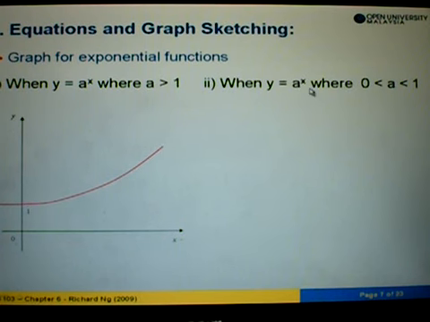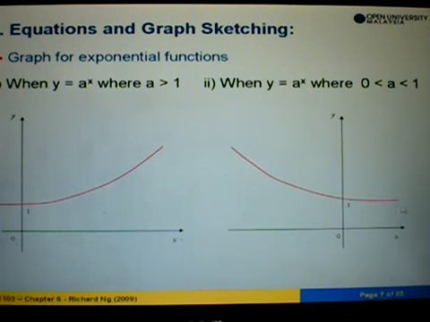For y equals a to the power x, where a is between 0 and 1, the graph will be similar to the red line here. So a is between 0 and 1. If a is between 0 and 1, we have the curve that looks like this, that passes through 1.